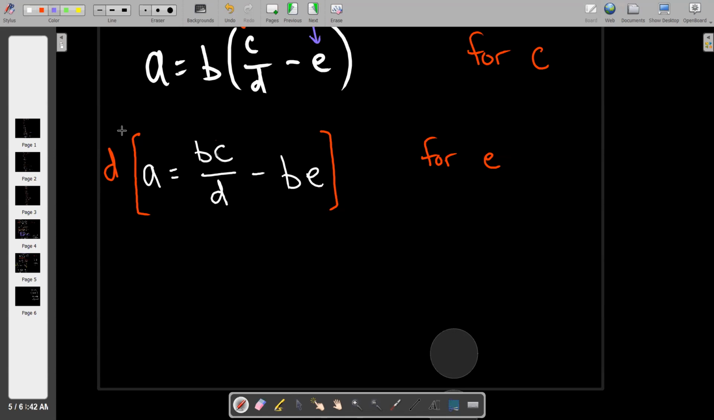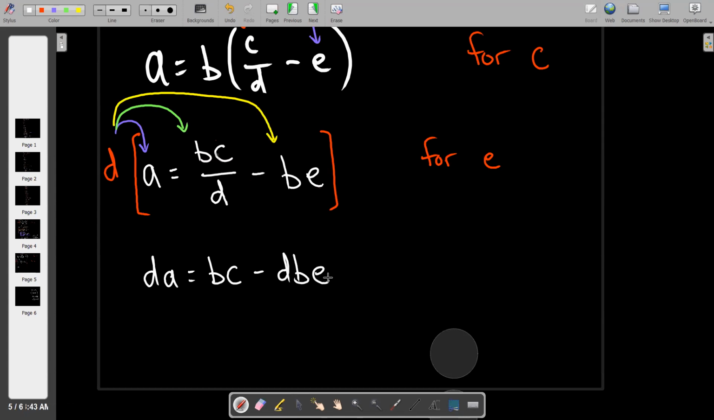So right here, purple arrow, what do we get? And then right here, green arrow, what do we get? Just BC, because the D's canceled out. Great job, you guys. And then finally, right here, yellow arrow, what do we get? Minus DBE. And if I said to you now, get E by itself, you'd say, okay, I can do that. But give me a moment, please. I got to move some things around. Go big brain mode on me here. Who should go?